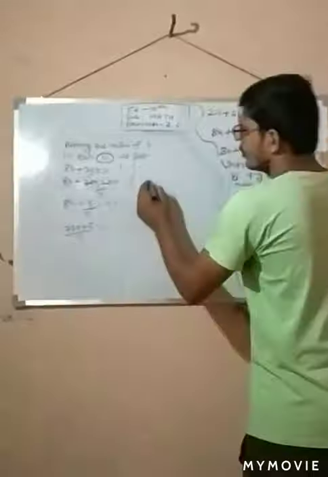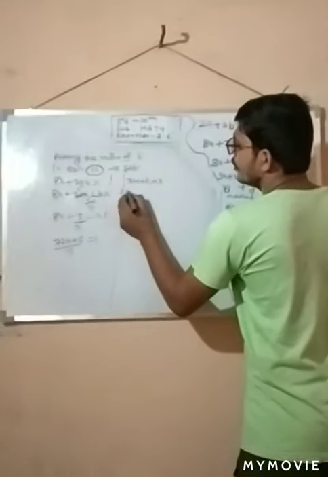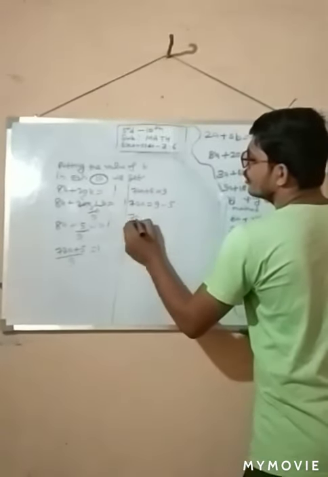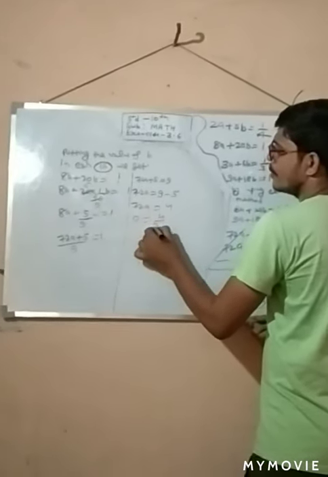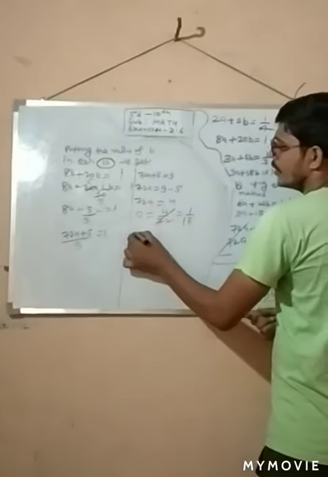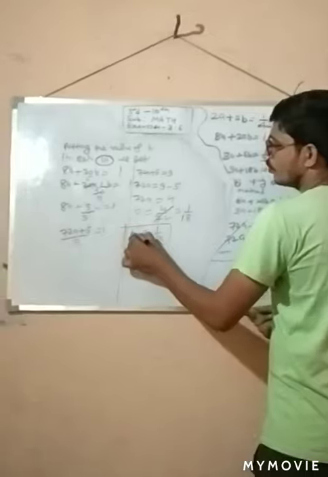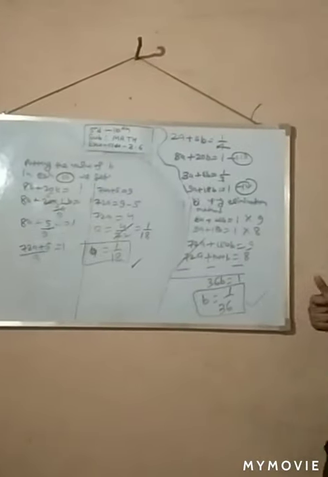Now 72A plus 5 is equal to 9. 72A is equal to 9 minus 5. 72A is equal to 4. Then A is equal to 4 upon 72, which is 1 by 18. So A is equal to 1 by 18 and B is equal to 1 by 36.